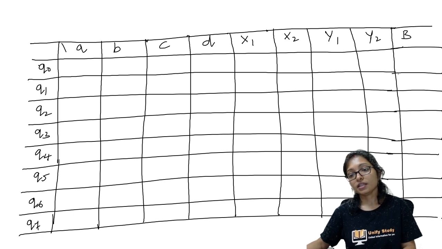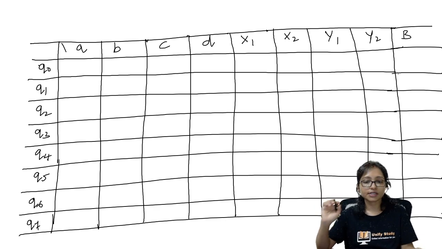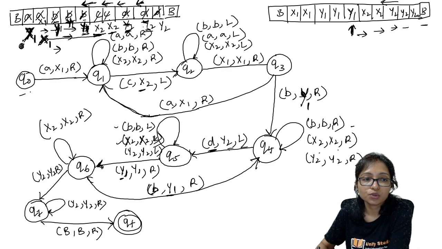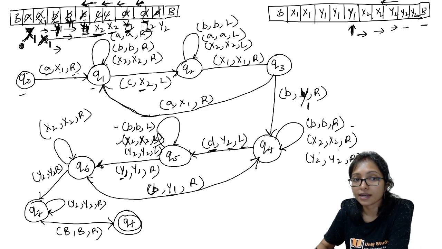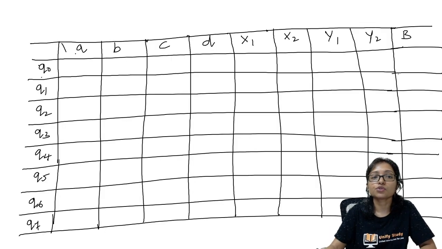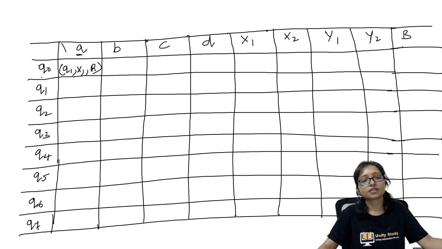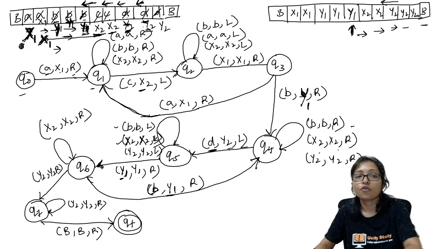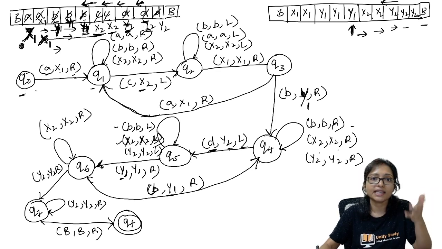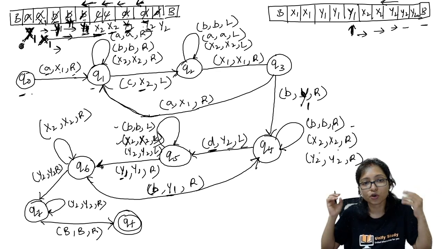Okay, in this way you need to fill it. So first of all check it. Whenever you were in Q0, you are getting A, you are going to Q1 state, and A you are going to replace with X1, going in the right direction. So how to write it? In Q0, if I am getting A, I am going to Q1 state, A I am going to replace with X1, I am moving to right. This is the way how to fill. Simple. Now after that, what will happen next? For Q0, there is no other step. B, C, D, any other possibilities are not there.